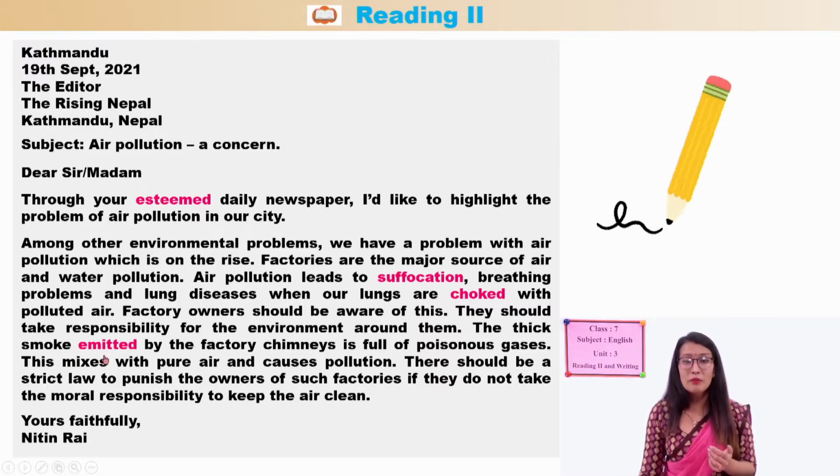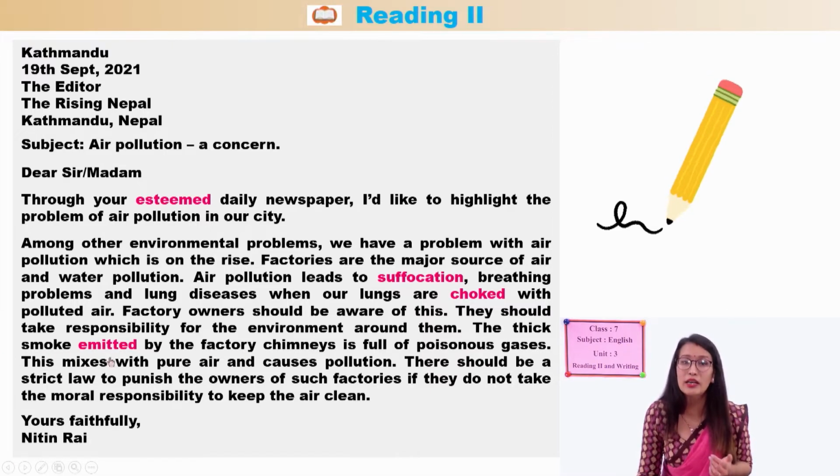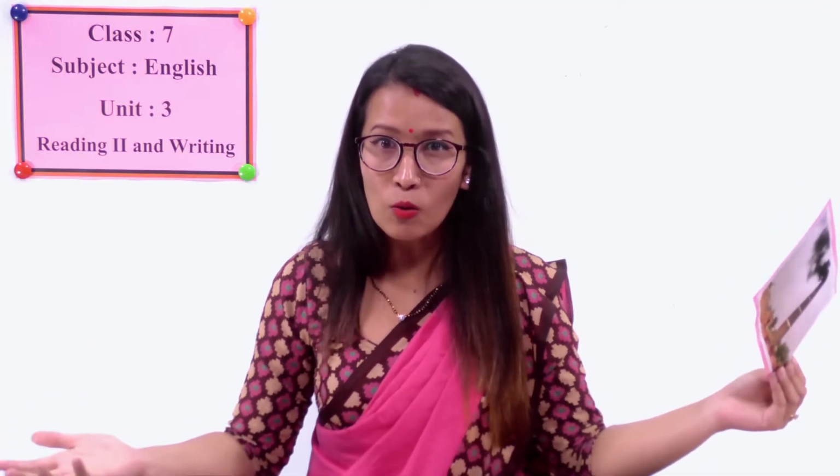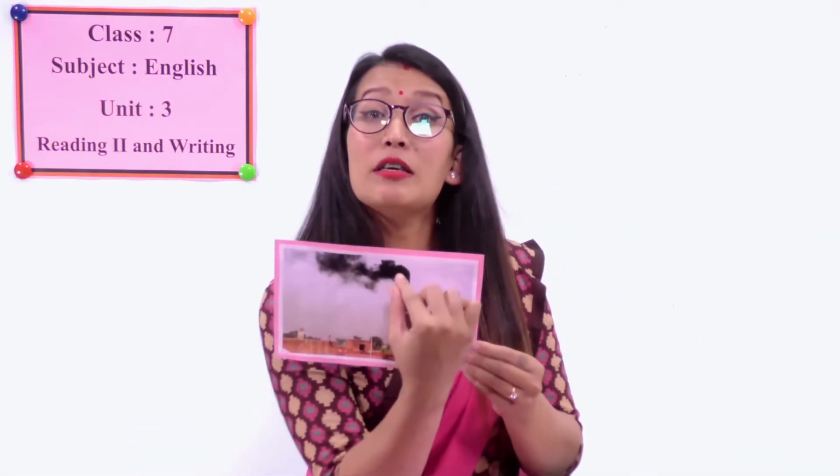The thick smoke emitted by the factory chimneys. What does the word emitted mean? Here, I will show you one picture, okay? What is coming out from here? From the big brick factory. This is a brick factory. Yes? What is coming out from the chimney? This is a chimney. What is coming out from the chimney? Black smoke, dirty smoke. Yes? Coming out. That means emitted. The chimney is emitting smoke, dirty. Yes? Bad smoke, dirty smoke.